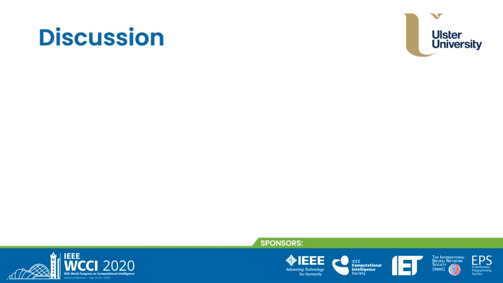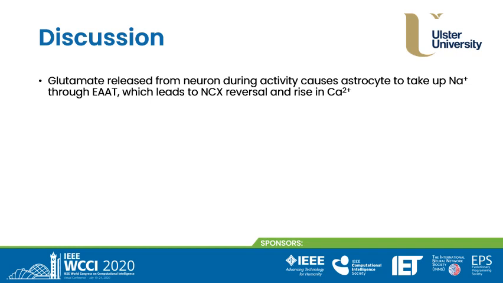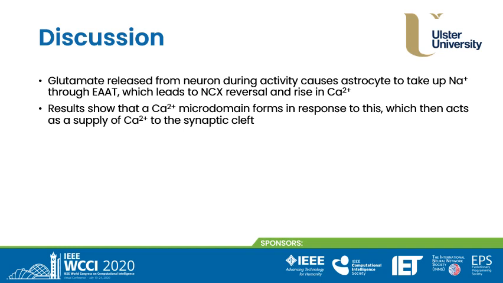Now I will discuss the implications of these results and what we observed during the study. First, glutamate is released from the neuron during excitable periods, which causes the astrocytic EAT to be activated, and this leads to an influx of sodium into the astrocyte, which in turn leads to the reversal of the NCX. The NCX reversing causes a rise in calcium concentration in the astrocyte. The results show that this rise in concentration leads to a calcium microdomain forming, which then acts as a supply of calcium to the synaptic cleft.